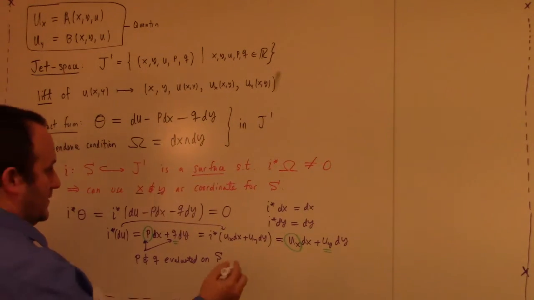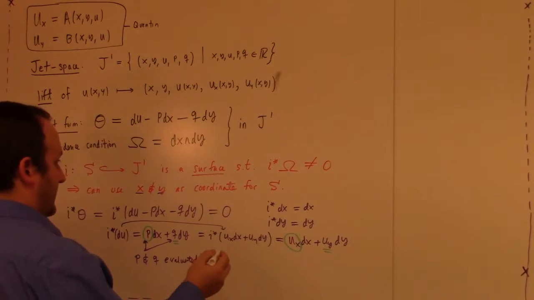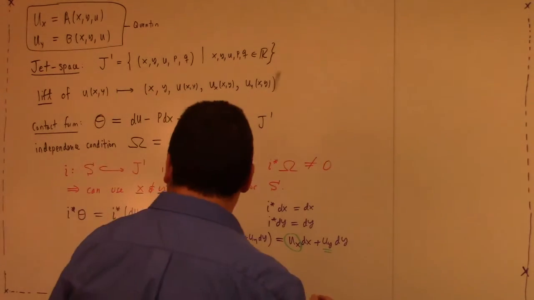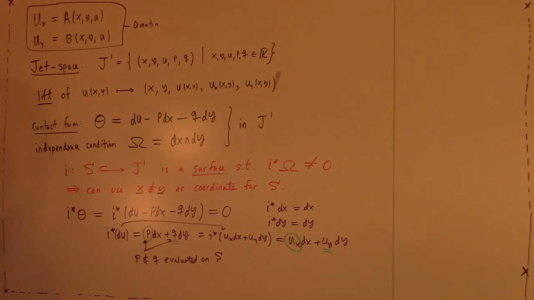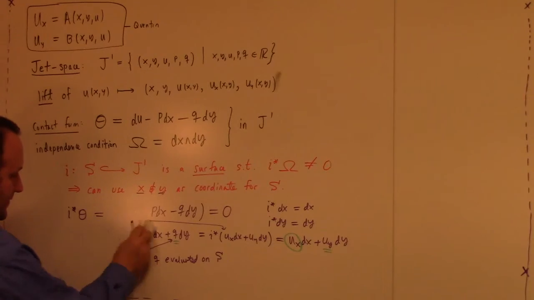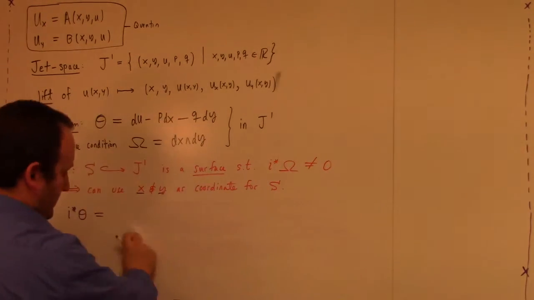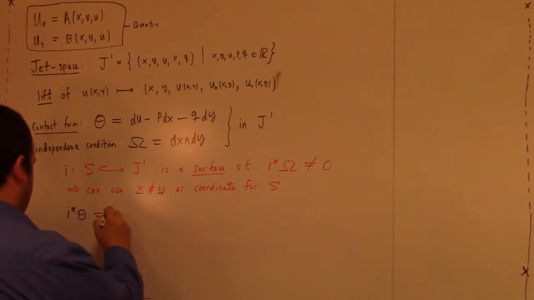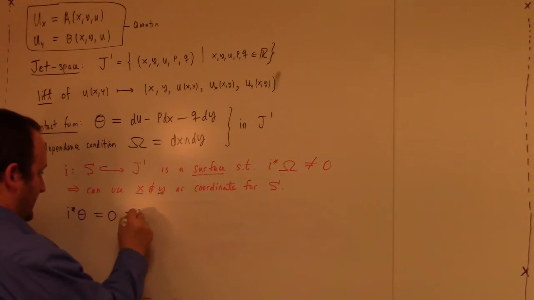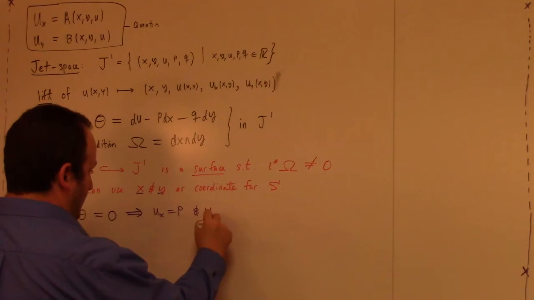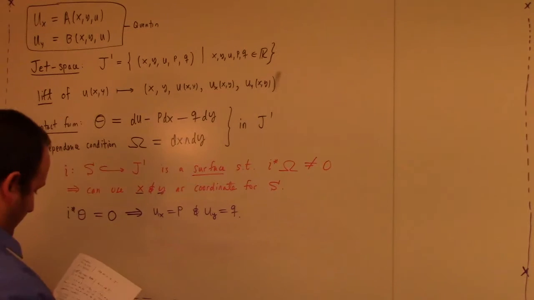Let me just summarize everything here. Or sure, I'll summarize it down here. Well, hopefully you got that by now. I'm going to erase it. Let's see here. So I pull back to 0. What does this mean? Contact form pulling back to 0 is basically giving us that ux is equal to p and uy is equal to q. All right?